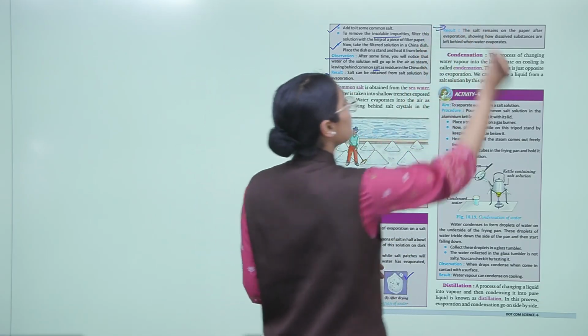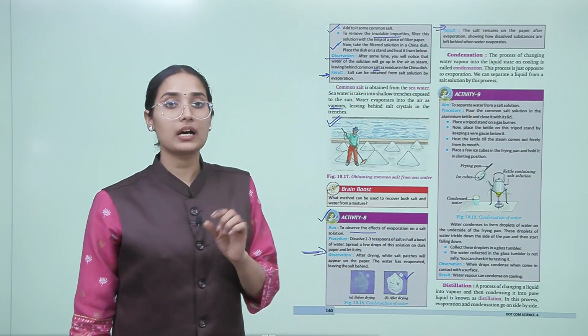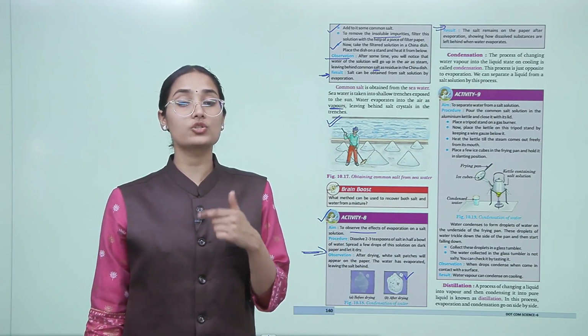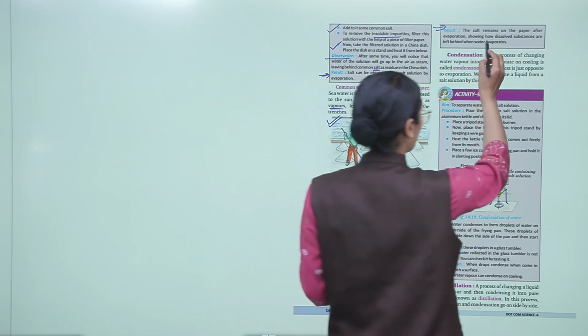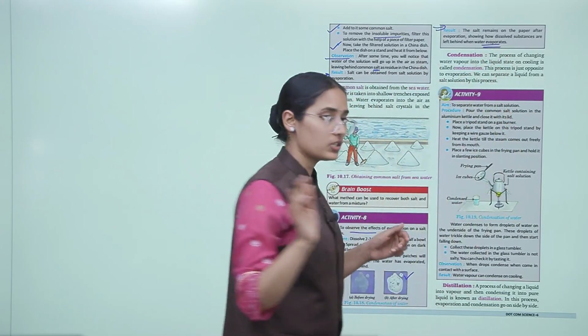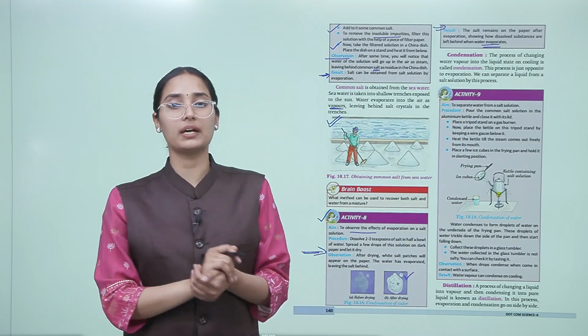This shows that the salt remains on the paper after evaporation, showing how dissolved substances are left after the water evaporates. Okay, so once the evaporation is done, the dissolved substances are left behind.